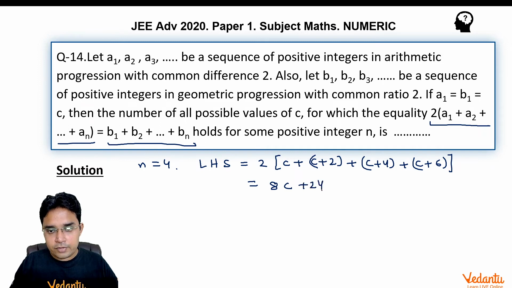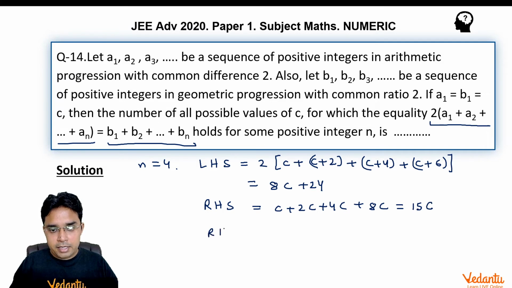So this will be my left hand side. Now right hand side, if we calculate, it will be c plus 2c plus 4c plus 8c, and this will be 3 plus 4 is 7, plus 8 is 15c. Now if I take the difference of right hand side with left hand side, it becomes 15c minus 8c, that is 7c minus 24.